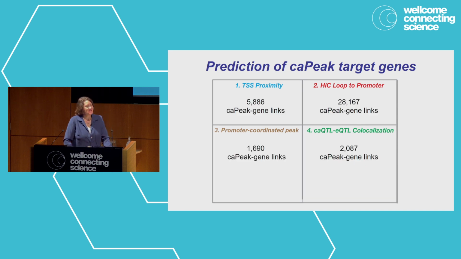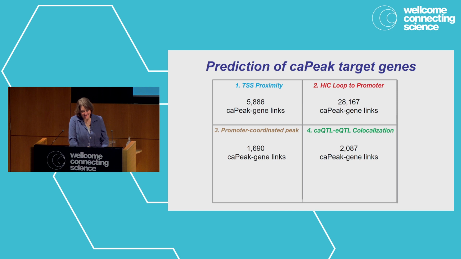So here are the number of peak to gene links identified by each one of these different methods. They all have their pros and cons. Some of them are very limited to the locations very close to the peak. Some of them are limited to the locations further away from the peaks, like the Hi-C loops, where you don't look at the signals that are so close to the peak.